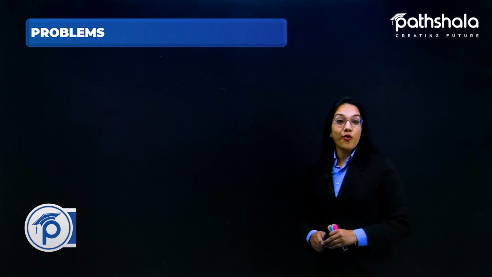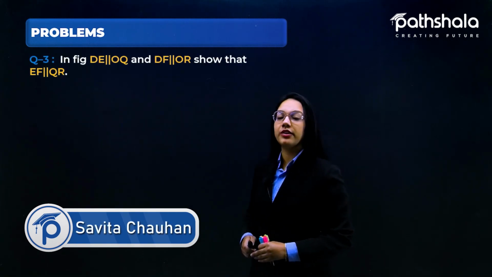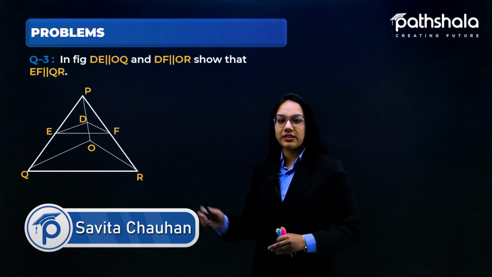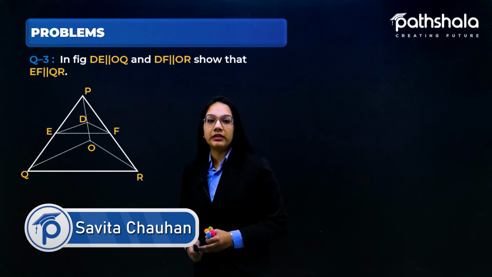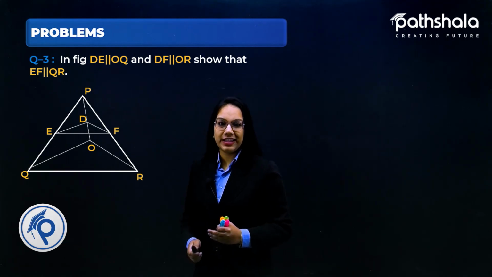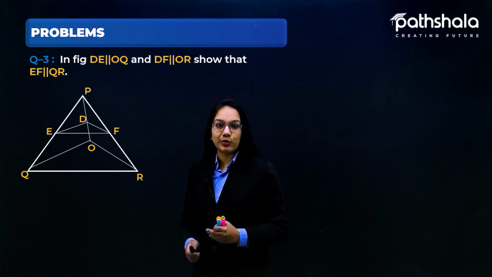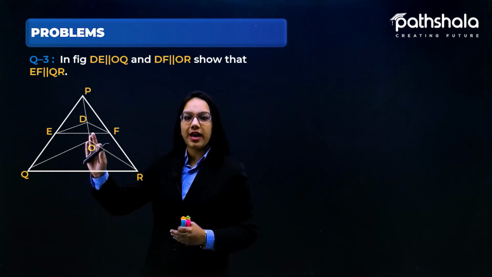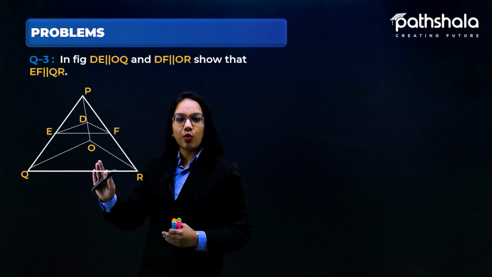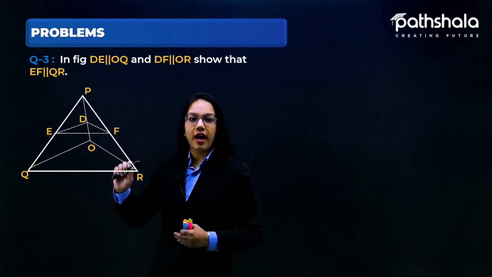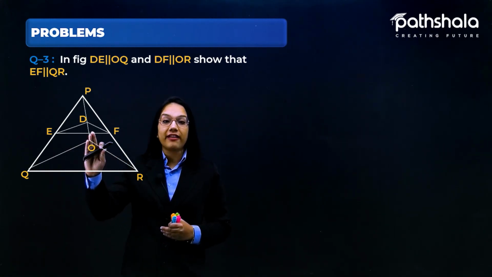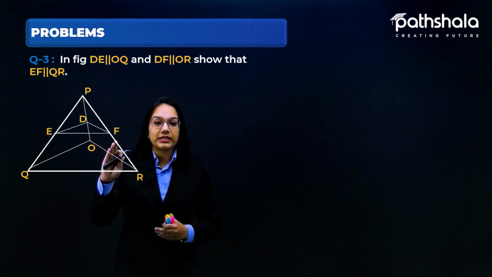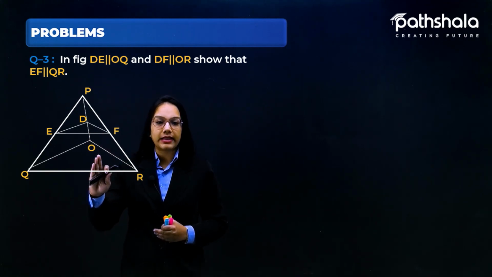Now let's move on towards question number 3, which says, in the figure, DE is parallel to OQ. It says DE is parallel to OQ, and as you can see over here, this particular line DE is parallel to OQ, and further we have the given information that DF, this particular line, is parallel to this line, that is OR.